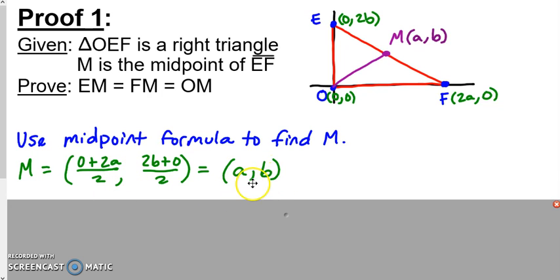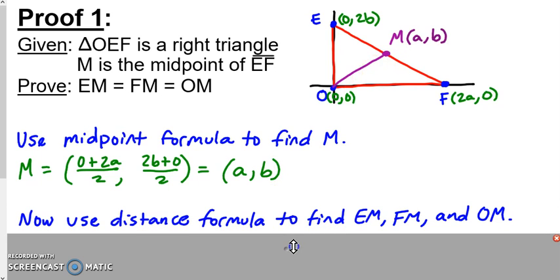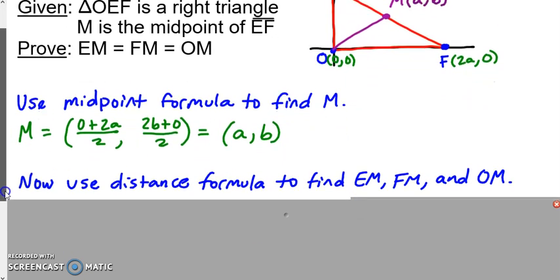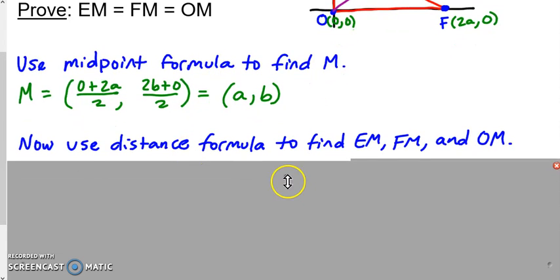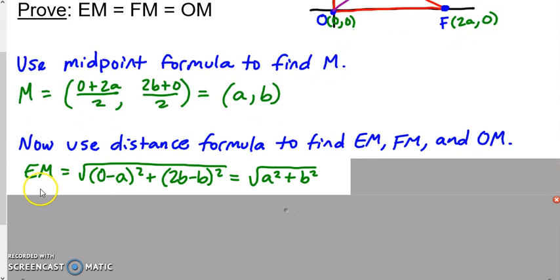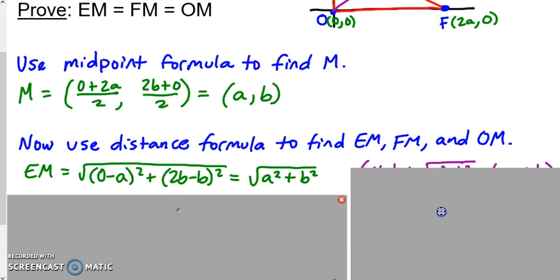So I used the midpoint formula. I got (A, B). I've labeled it here. And again, I said I'm going to use the distance formula next, so I'm going to write: now use the distance formula to find EM, FM, and OM. So I'm writing what formula I'm going to use and what I'm going to use it for. Now I use the distance formula right here to find EM, and you'll see that I got the square root of A squared plus B squared. Now that cannot be simplified further.